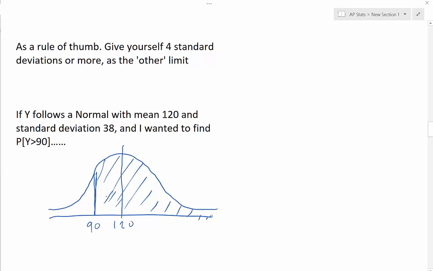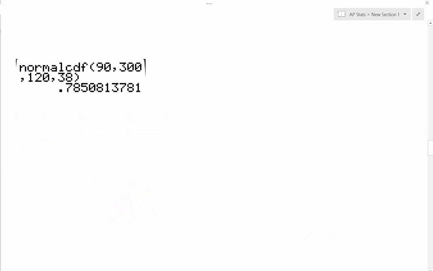So again, 90 is the lower limit, but what is the upper limit? Well, I said 4 or 5 standard deviations. Well, 4 times 38, well 4 times 40 is about 160. 120 and 160 is 180. So let's suppose we call this upper limit 300. And if we do that, we get the answer 0.78508. So don't worry too much about what the other limit is, as long as it's definitely far enough away. So 5 standard deviations certainly works.